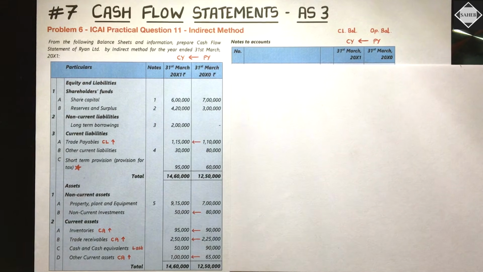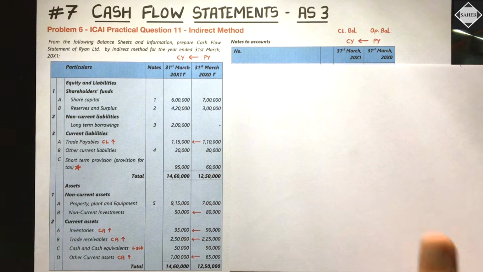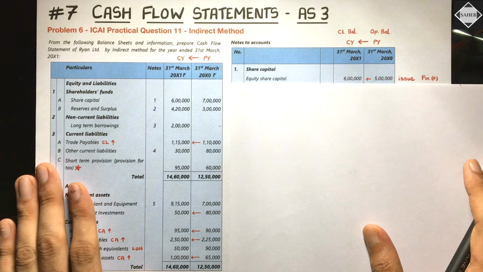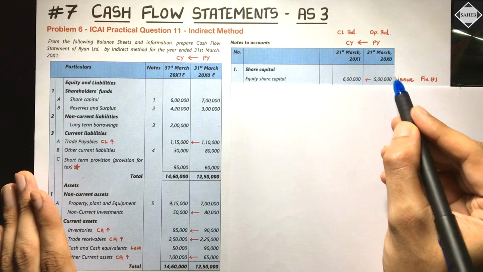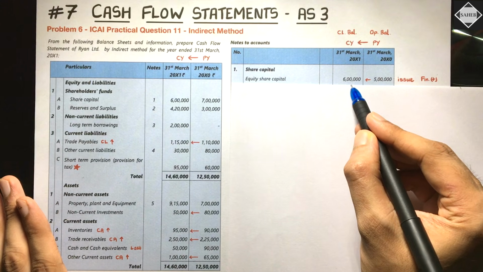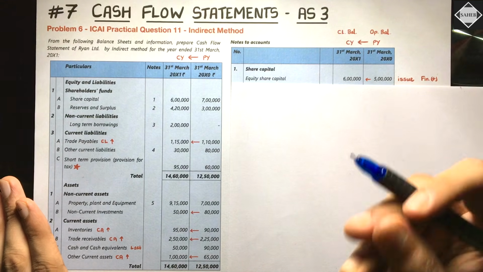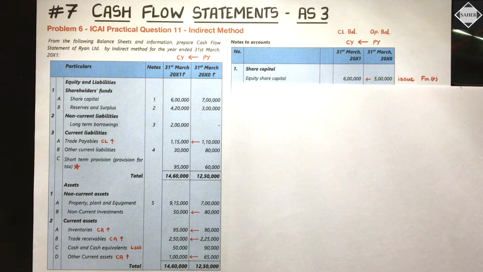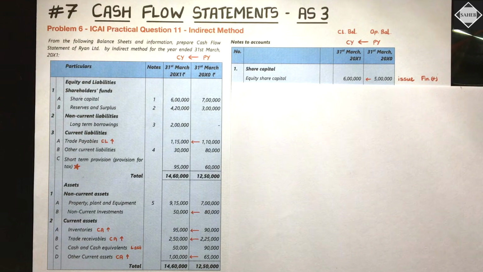So let's see, first we have share capital, as you can see over here, note number 1. Let's go to note number 1. See, in note number 1 we have equity share capital. Equity share capital from 5 lakh opening balance has increased to 6 lakh. Why has equity share capital increased? Maybe the company has issued equity shares, isn't it? More share capital has been issued, so that is why it's increasing. That's our thinking right now.